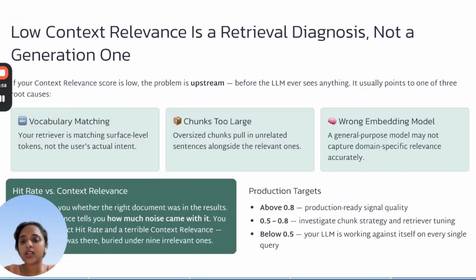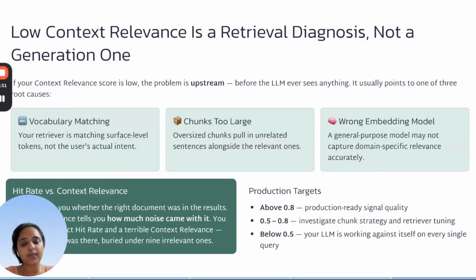If we look at hit rate versus context relevance, hit rate only says whether the right document was in the results or not. But it does not say how much noise it comes with. So that is something we are going to check with context relevance. Ideally 0.8 or above is good. 0.5 to 0.8 suggests that we have to investigate the chunking strategy and see how we can improve the retrieval process. If it's below 0.5, then the LLM will always fight with itself, and that's really not useful.